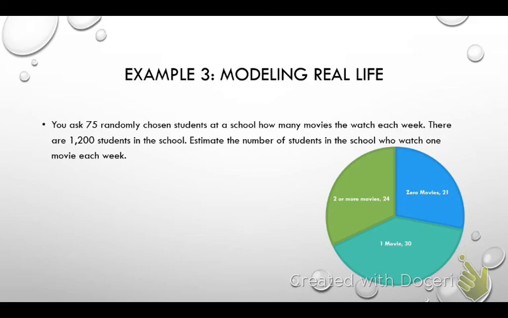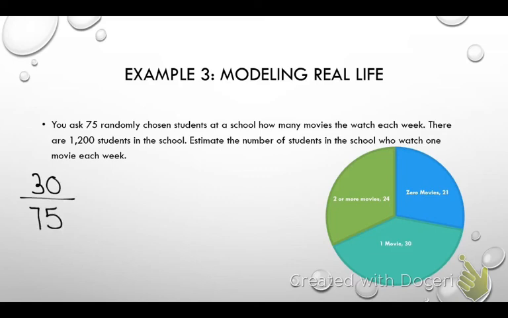So now there are 1,200 students in the school, and you want to estimate the number of students in the school who watch 1 movie each week. Okay. So what you're going to do is you're going to create a ratio based on the pie chart of how many students in the sample watched 1 movie per week versus the total number of students who were surveyed in the sample. Okay? So according to the pie chart, and this is what you need to write in your notes, how many students, according to the sample, watched 1 movie per week? 30.